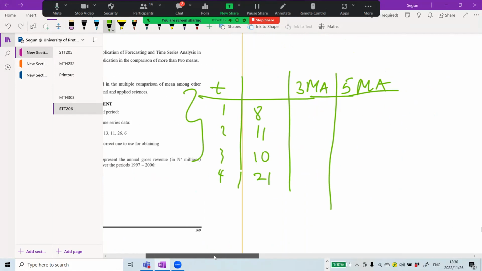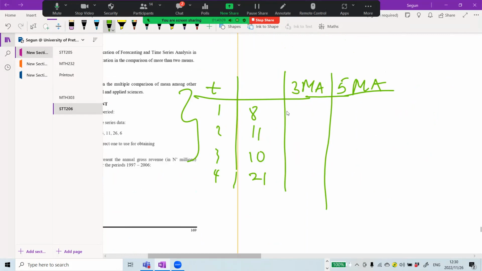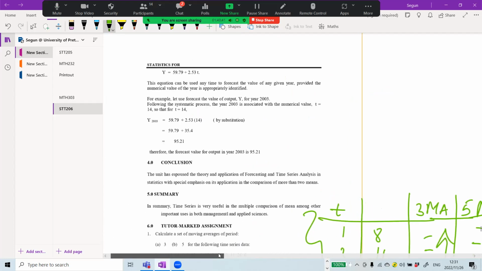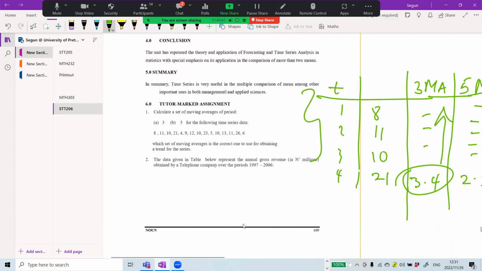So what they ask you to do now, do the 3, do the 2, compare where they have the 2 answer. Let's say the 3 moving average is 1, 2, 3, 1, 2, 3, 4, 5. Then they both have, let's say this one have 3.4 and this one have 2.5. So which one will I go for? I would rather go for this one. I will say this is the best. Are you getting it now?